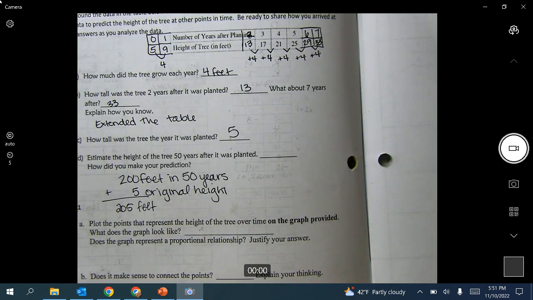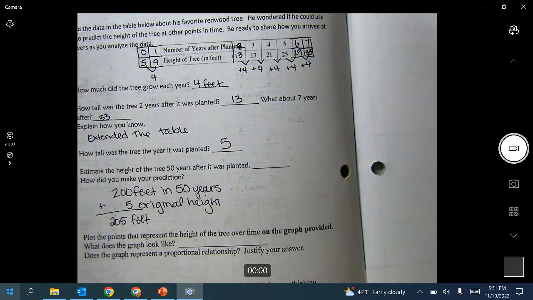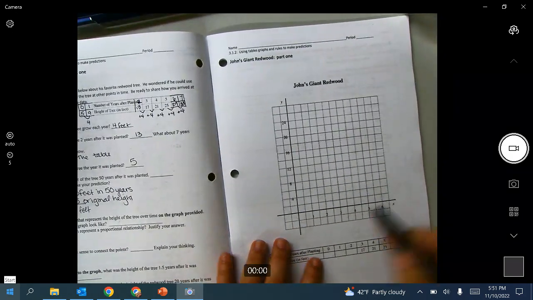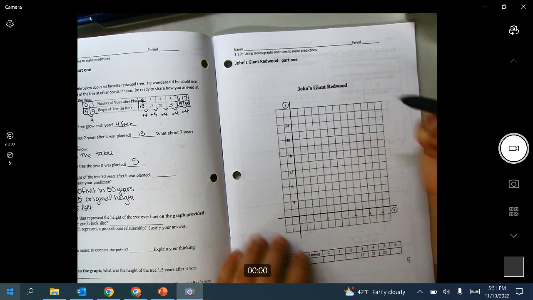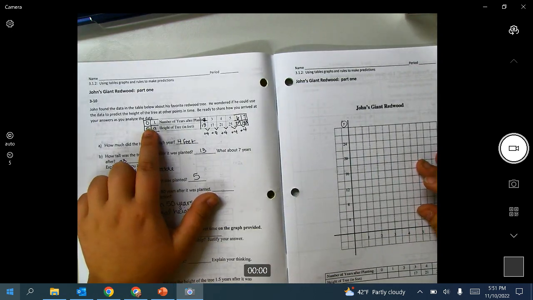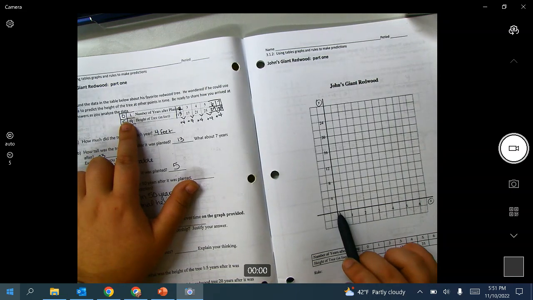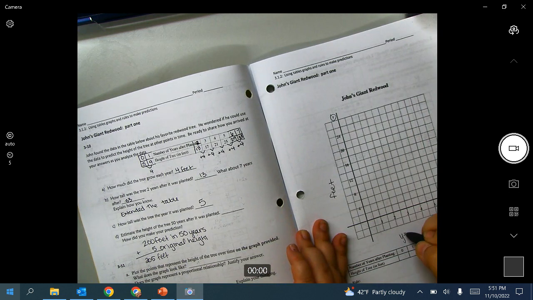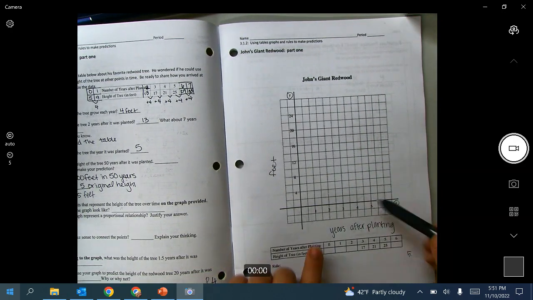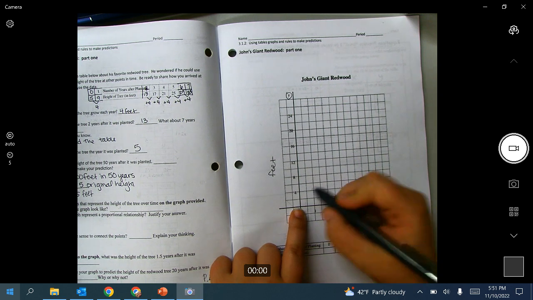All right, so now we are being asked to plot the points from this table on this graph over here on the next page. Okay, so I am going to remember that this one down here is my x axis, and this one that's going vertically is my y axis. So if I look at the table at year 0, that means at x 0, which is right here in the origin, it was 5 feet tall. So if this side is my feet, and this side is years after planting, then 0 years after planting, the tree was 5 feet tall.